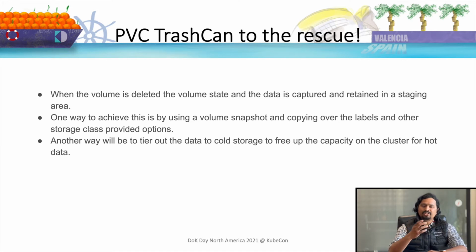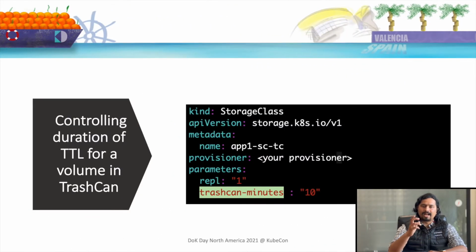Now, storage providers can choose to not use snapshots, but instead tier out the volume to a cold storage, which will free up the capacity on the hot tier. The time to live for the snapshot handed over to the TrashCan manager is controlled via the CRD parameter TrashCan minutes. This CRD parameter can be applied to a storage class like in this example. We can also use this parameter on the namespace, which will cause all the PVCs created in the namespace to borrow the time to live setting. The TrashCan manager monitors the cluster TrashCan, and whenever a volume reaches its expiry, performs a delete of the staged snapshot.